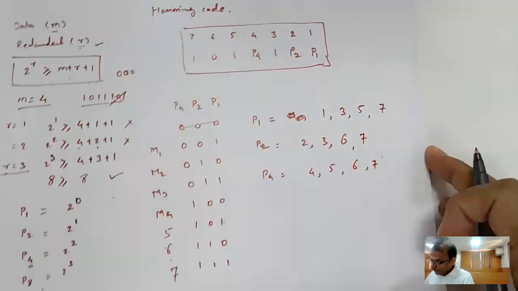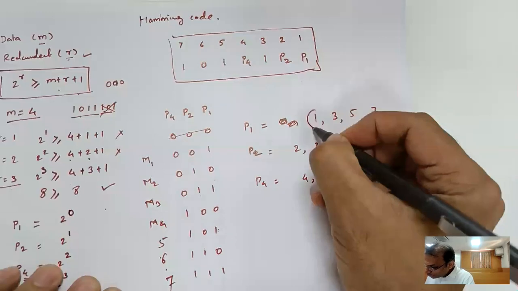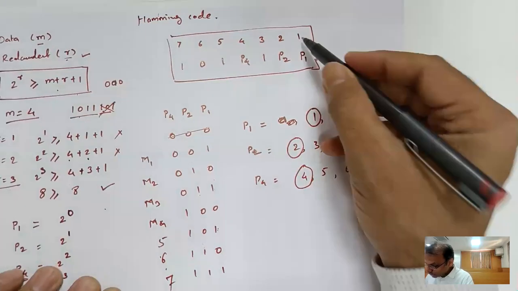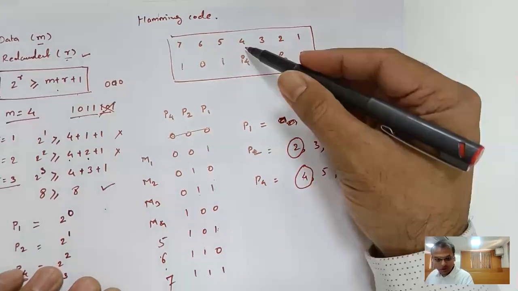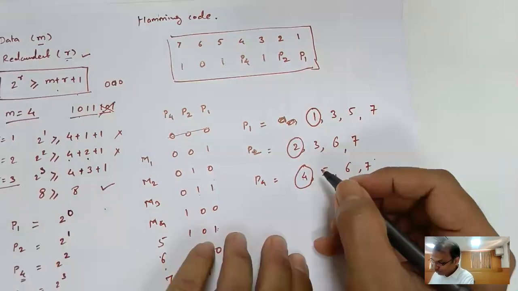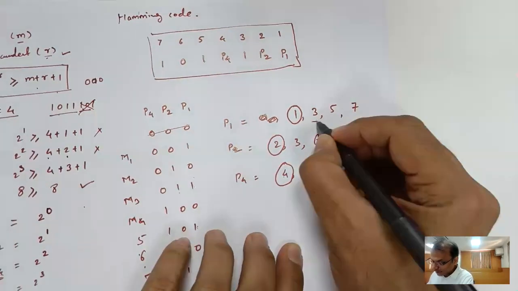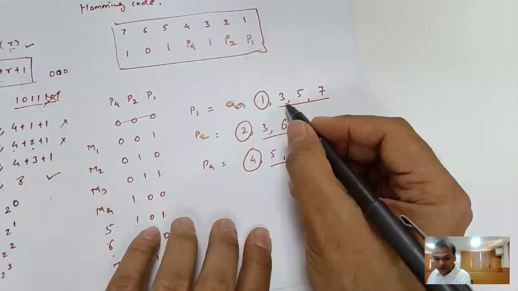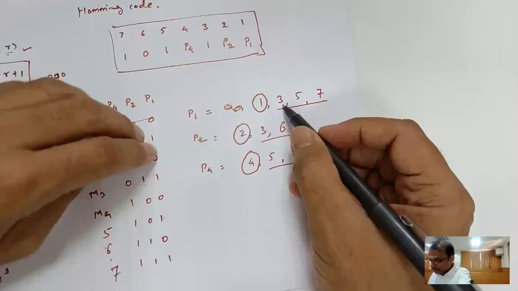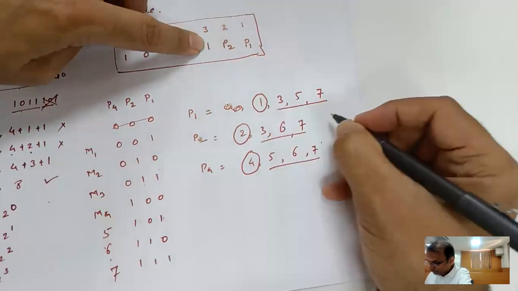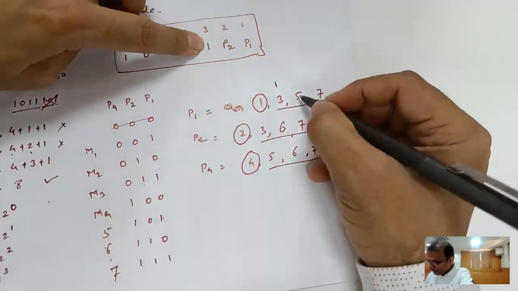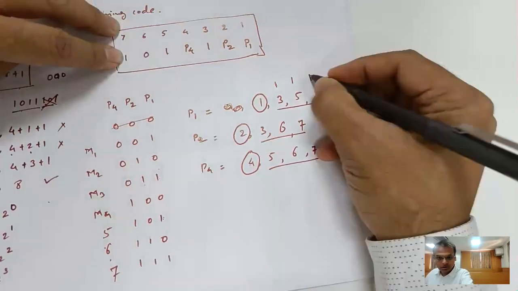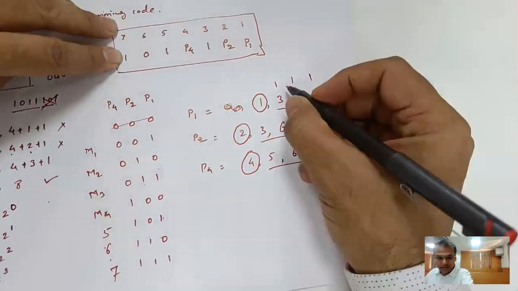Now what we have to do is find out the values at these positions: 1st position, 2nd position, and 4th position. So how do you find out those values? Put these values here and find out the parity. So let us try to find out the parity of these bits. 3 is 1, 5 is 1, and 7 is 1. So what is this parity?